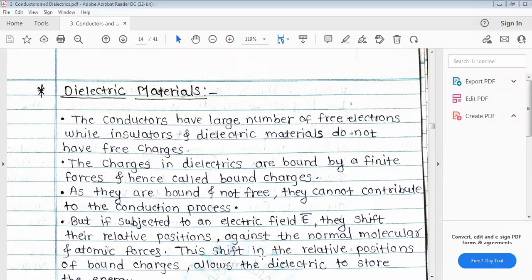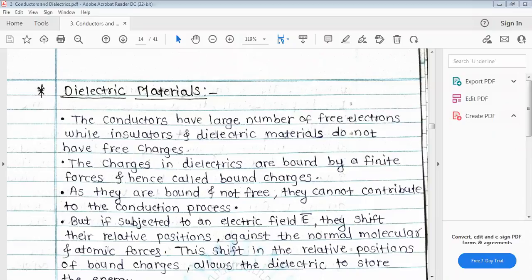But if subjected to an electric field, they shift their relative position against the normal molecular and atomic forces. This shift in the relative positions of bound charges allows the dielectric to store energy. They do not have their own free electrons, but what we are doing is giving the external supply.